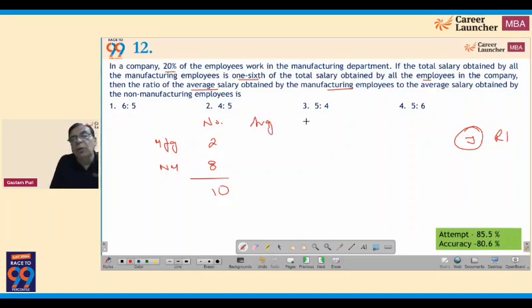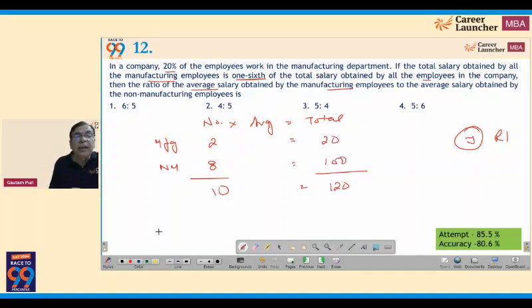What is the average salary? We don't know. What is the total salary? Number of employees into average salary should be equal to total salary. Okay. Let me assume that the total salary is equal to 100. The total salary obtained by all manufacturing employees is 1/6. 1/6, right? No, I won't take 100. I'll take it as 120, so that my calculations become easy. The total salary of the manufacturing employees is 1/6 of the total salary obtained by all employees of the company. So this is 20. This should be 100.